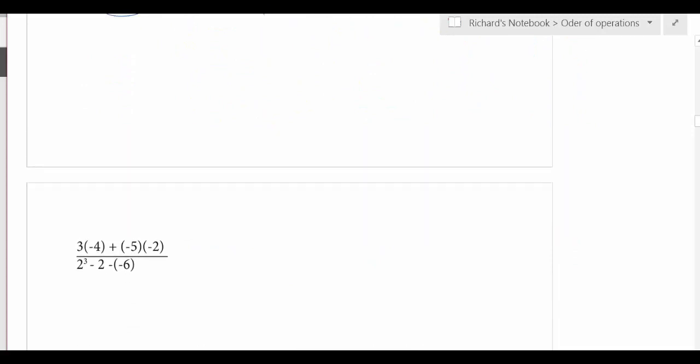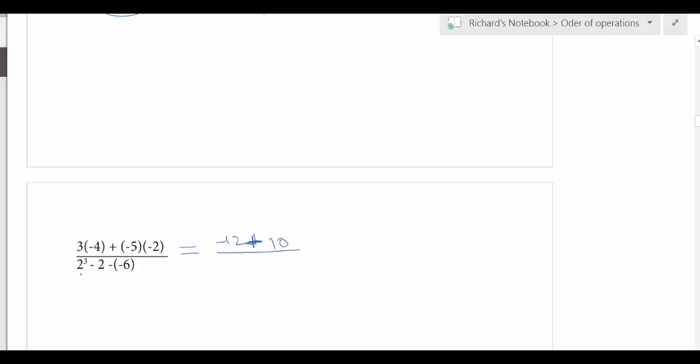Oh, hey, look at this. So we have quite a complicated expression here. Well, again, there's a fraction bar, so I'm going to write down the fraction bar before I do anything. And then I'm going to have 3 times -4 is -12. Then there's a plus sign. And then you have -5 times -2. Well, a negative times a negative is a positive, so that's plus 10.